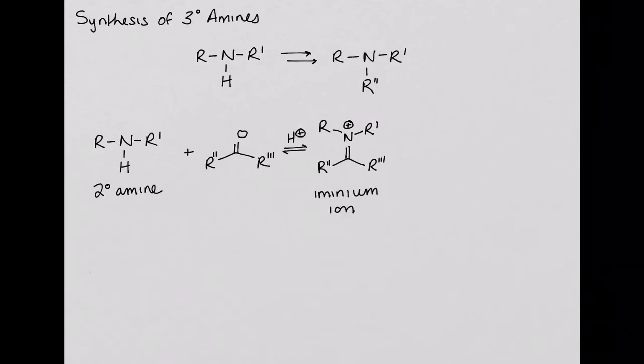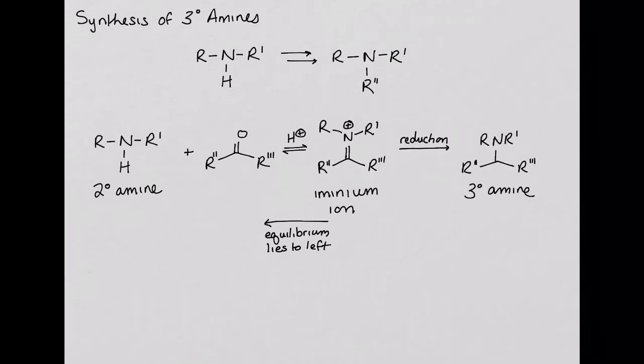The iminium ion is unstable because of this positive charge, and so this equilibrium favors the carbonyl and the amine. Therefore, the majority of the species in solution are the secondary amine and the ketone or aldehyde. The final reduction step produces the tertiary amine.